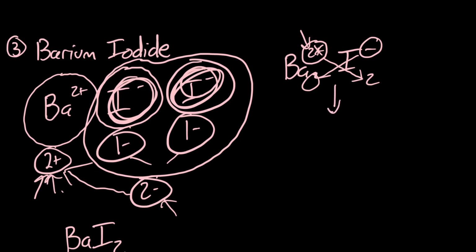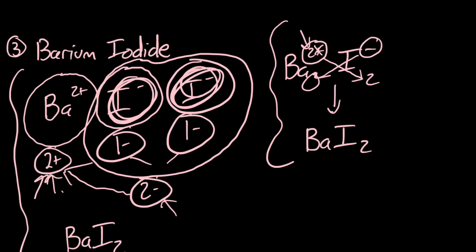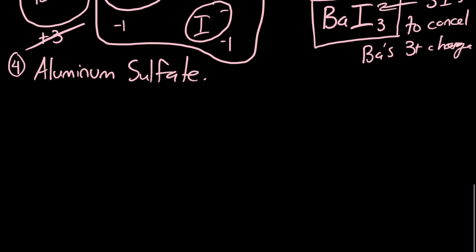So if we follow the swap and drop rule, we will get BaI2. So we get the exact same thing using the swap and drop rule as we would counting out our overall charges. So our swap and drop rule, if you can master it, it is a lot quicker while writing the chemical formula for names of ionic formulas, or ionic compounds, sorry. So I do recommend you get a good understanding of the swap and drop rule. Finally, we have one more.